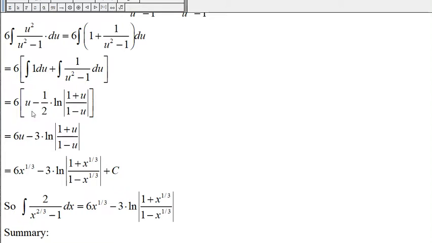So here we get 6u. 6 times 1/2 is 3. u is x^(1/3). So in the place of u, we have x^(1/3). So the integral of 2 over (x^(2/3) - 1) is this.